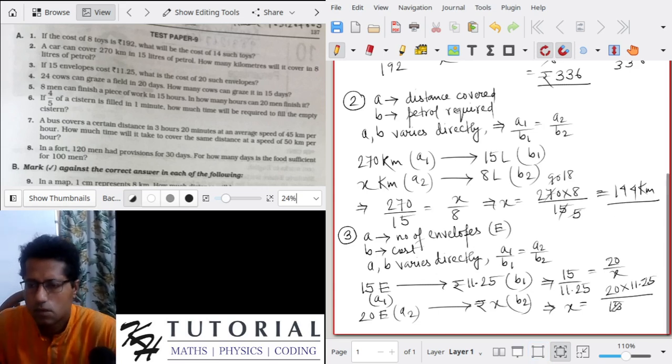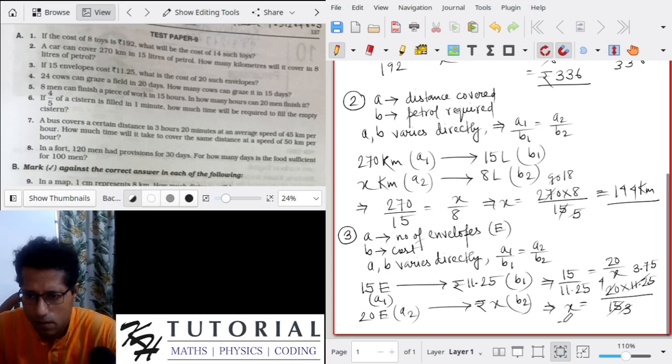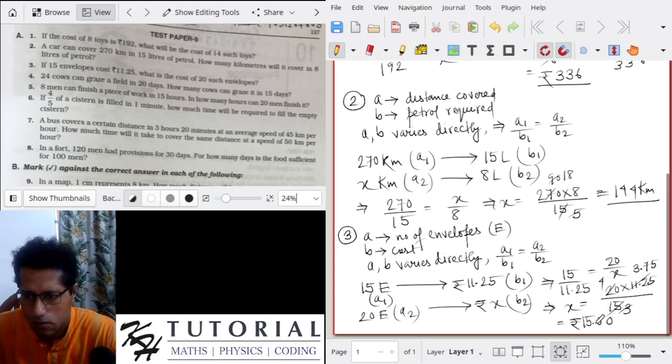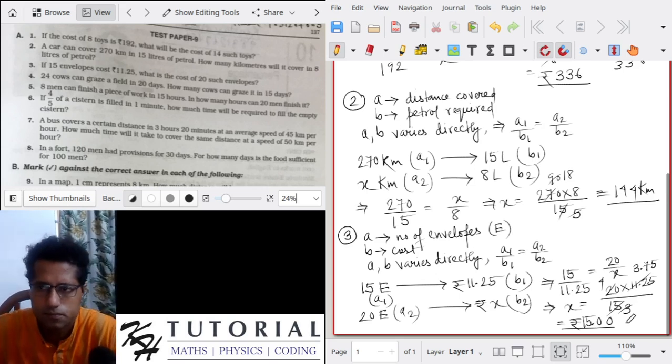Now 15 I guess will divide 1125. Let's see, divide by 5. This is 3, this is 4, and 3 will surely divide. This is 3.75 into 4, so this is 15 rupees. So 20 envelopes will cost 15 rupees, where it was given that 15 envelopes was costing 11.25 rupees. So 15 rupees is the answer. Okay.